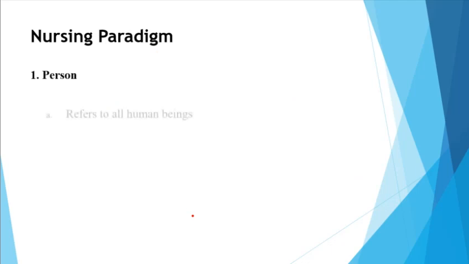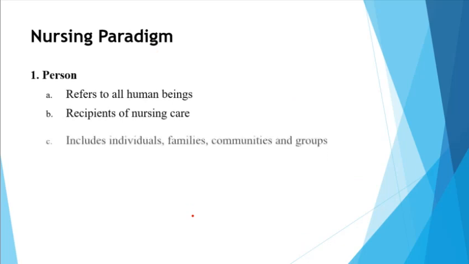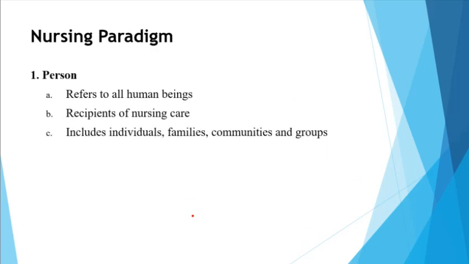Okay, ano ba itong person? It refers to all human beings. Okay? And the person daw is also a recipient of care. Okay, when we say recipient of care, yung tagatanggap ng ating alaga. Okay? So they are defined as the person in the nursing theory. Okay, and it also includes individuals, families, communities, and groups.